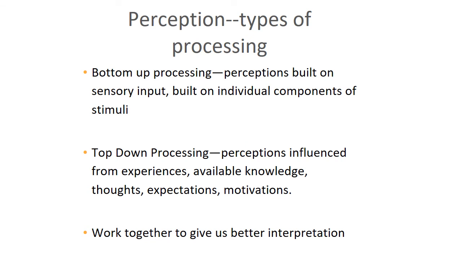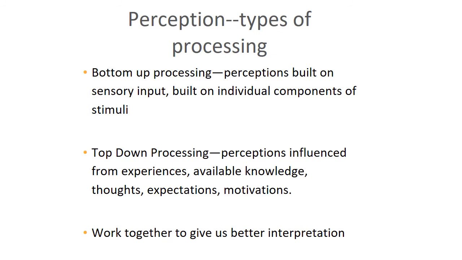So we've been talking about our senses and the sensory portion of things. And now we're going to focus a little bit more on perception and types of processing. When we're talking about perception, we have basically two types of processing: bottom-up processing and top-down processing. Bottom-up processing is perceptions built on sensory input, built on individual components of stimuli. Top-down processing is perceptions influenced by experiences, available knowledge, thoughts, expectations, and motivations.